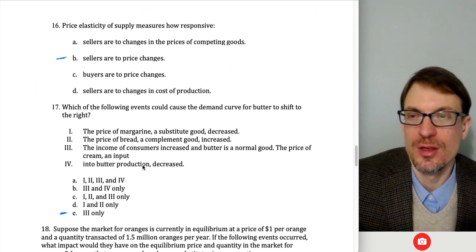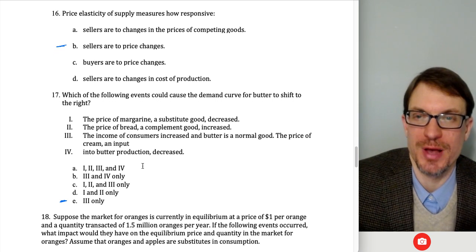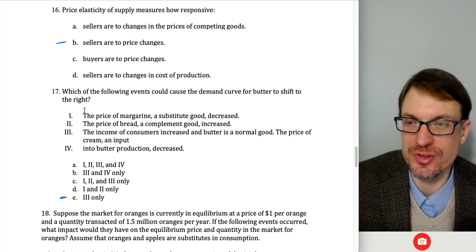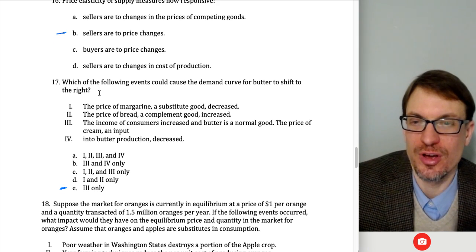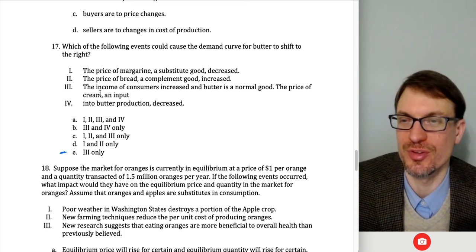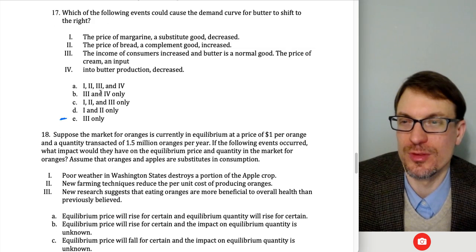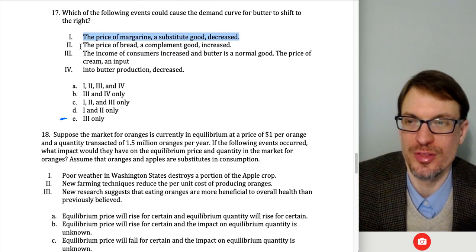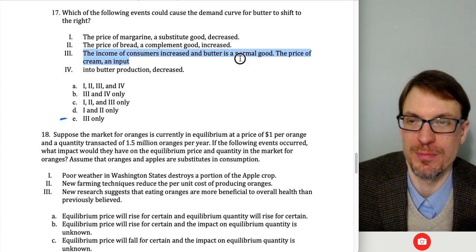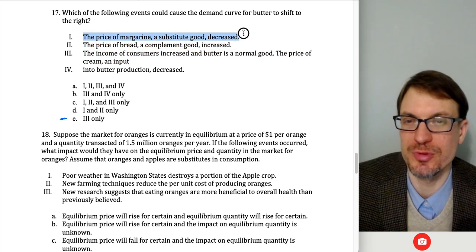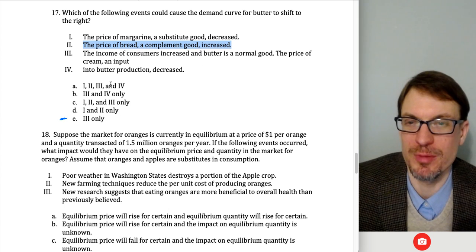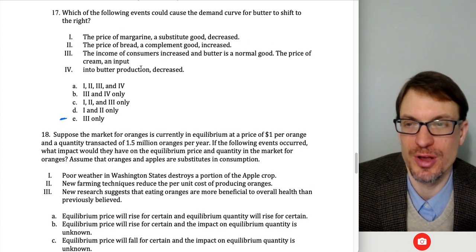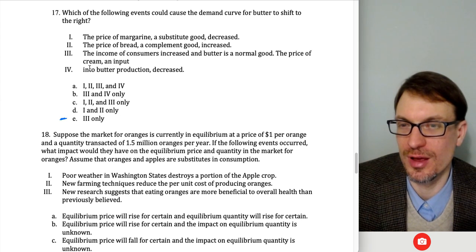All right. Price elasticity of supply measures responsiveness of sellers to price changes, by definition. Which of the following events could cause the demand curve for butter to shift to the right? So what we want to do is look at each of these and draw the associated picture. The first one, the price of margarine, a substitute, decreased. Price of bread, a complement, increased. The income of consumers increased and butter is a normal good. Price of cream, an input, decreased.